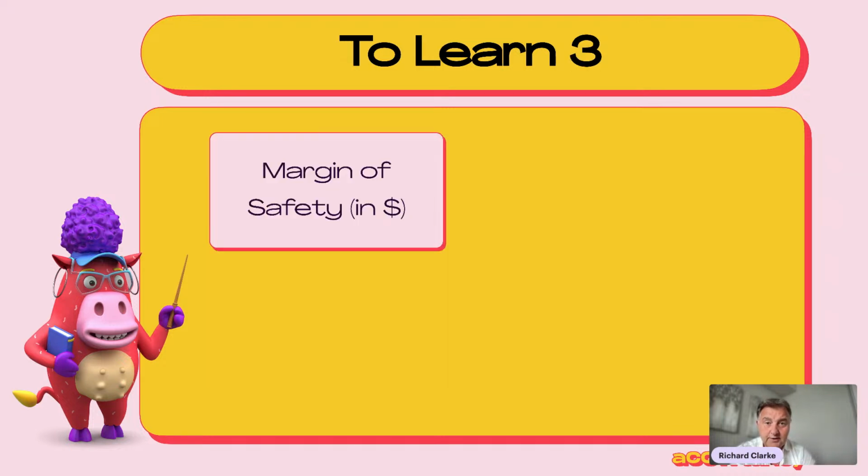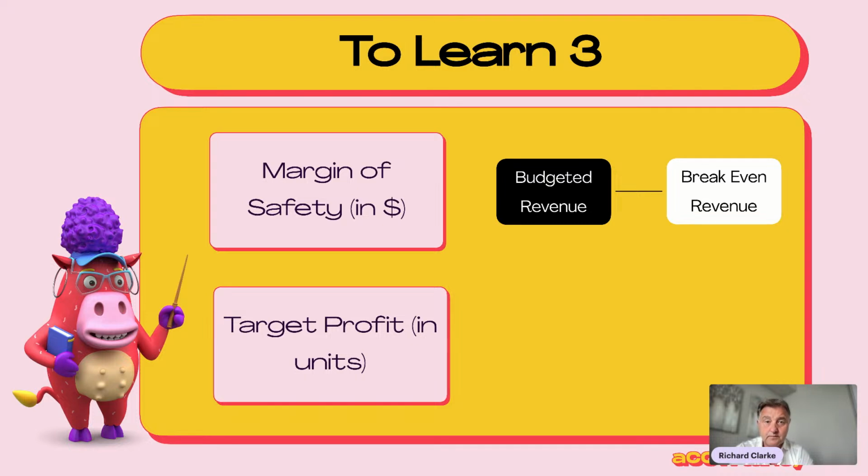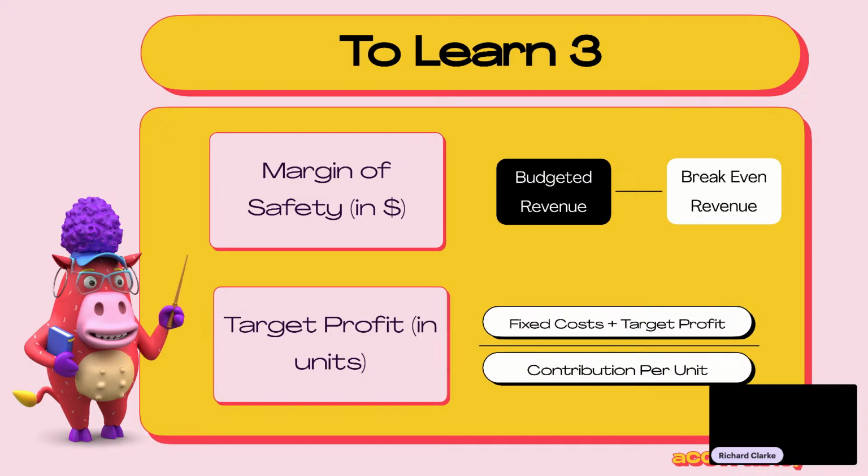Then we also learned margin of safety in dollars, which is your budgeted revenue in dollars, in any currency, compared to your break-even revenue. And we know how to calculate that. So you've learned quite a lot in 10 minutes. Target profit, we also learned. Fixed cost plus target profit divided by contribution per unit.